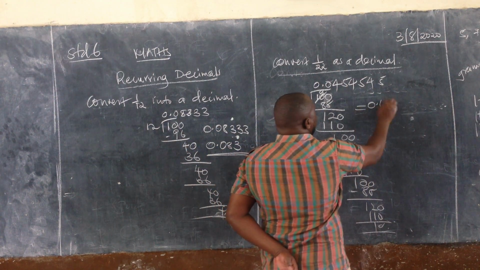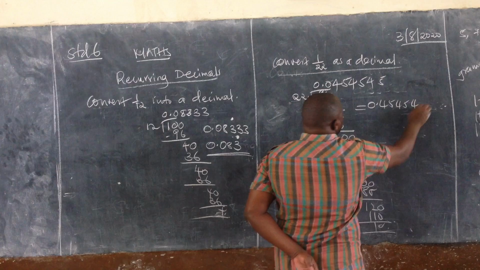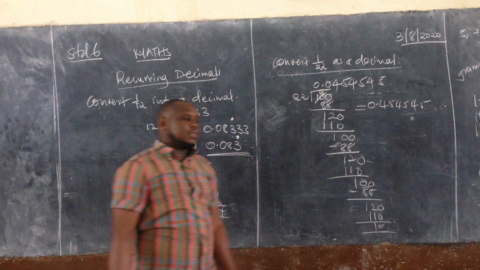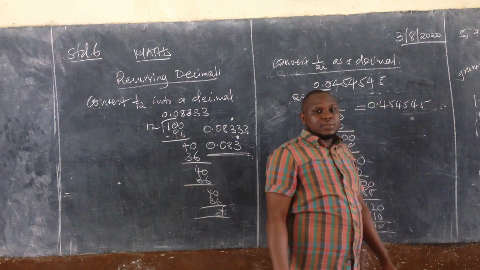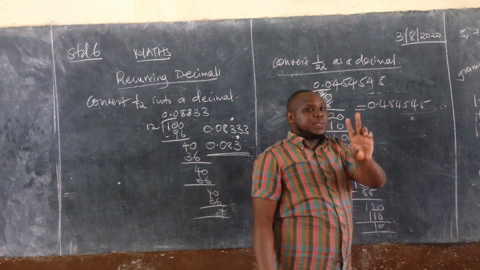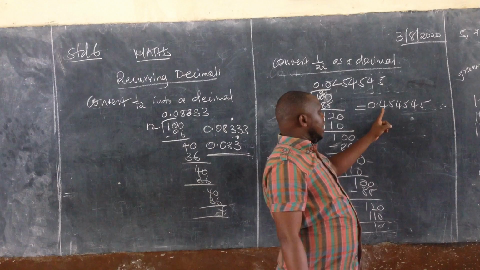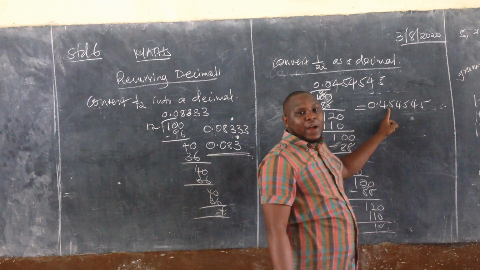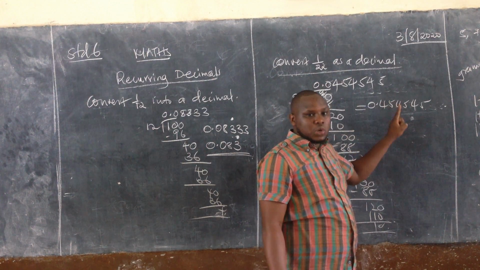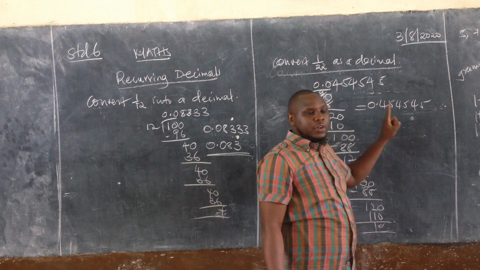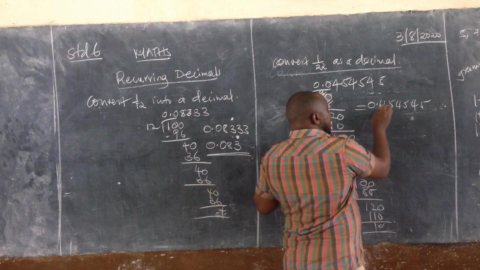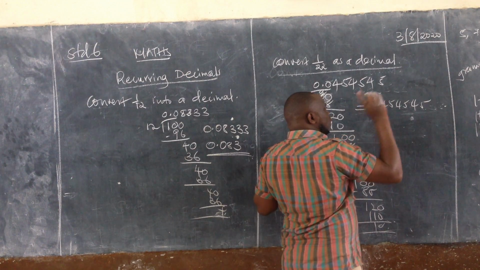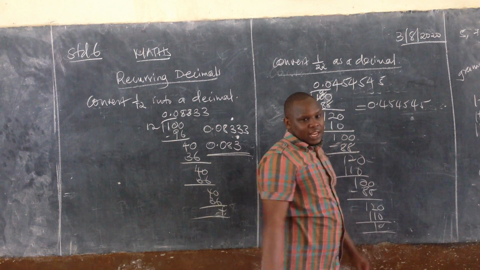Answer is 0.454545. So we're going to ask ourselves, in this case, how many numbers are repeating themselves? You realize that 2 numbers are repeating themselves. Which numbers? Digits 4 and 5 are repeating themselves in that order. 4, 5, 4, 5, 4, 5. And so, our answer is going to be, we are going to put the dots on the numbers that are repeating, even if they are 3.